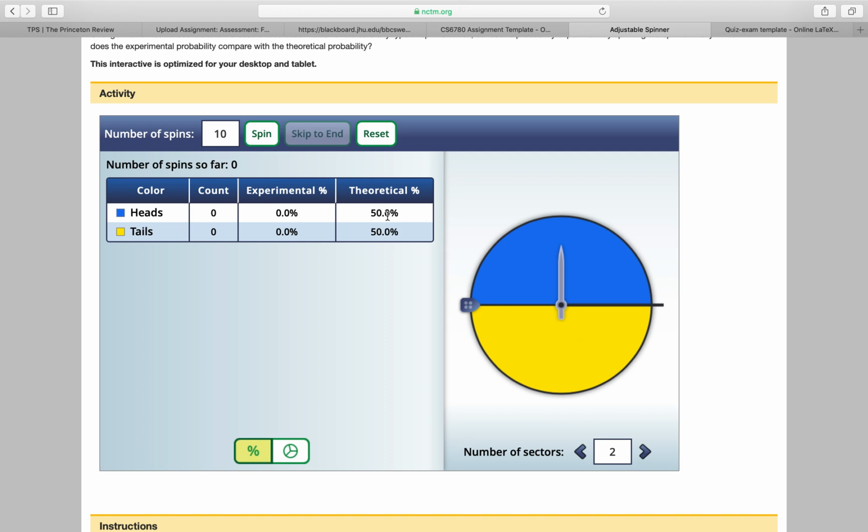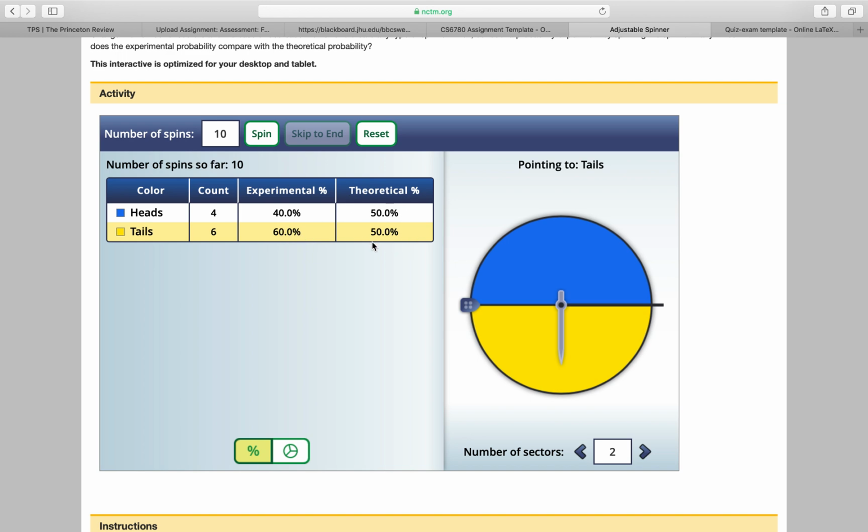So this is what we'd expect, right? We'd expect if we spin the spinner that 50% of the time we're going to get blue, and then 50% of the time we're going to get yellow. So let's spin it 10 times and see what happens. All right, so I spun it 10 times, and I landed on blue 4 times and yellow 6 times. So if I were to say, what is the observed relative frequency of blue? Well, that's 4 out of 10. Right? 4 out of the total of 10, or 40%. Similarly, the observed relative frequency of yellow or tails would be 6 out of 10, or 60%.